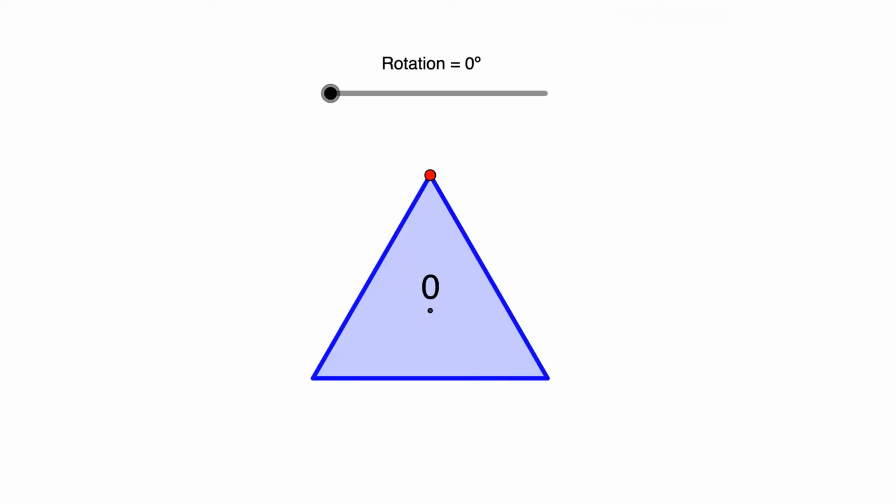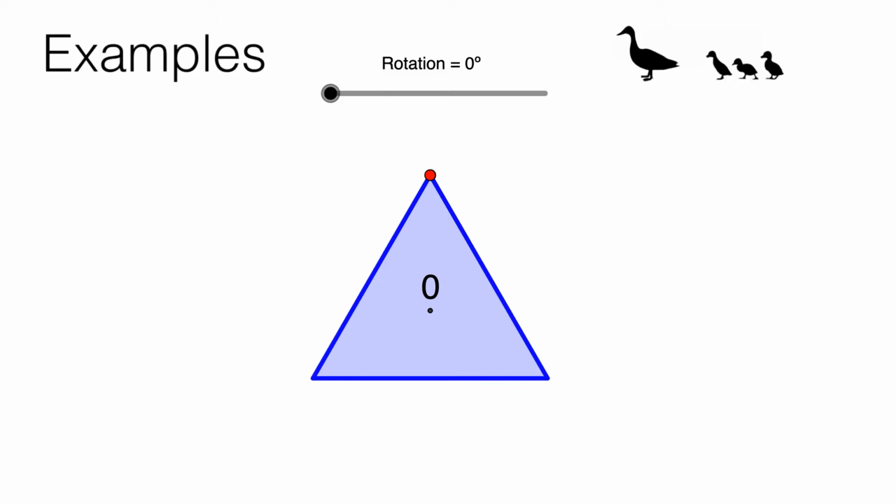Let's start with an equilateral triangle. I'm going to rotate it one full turn, and what we're looking for is how many times this triangle appears to fit exactly on itself. Now you'll also notice I've got a red vertex at the top. That's just so that we can keep track of when we've completed one full turn.